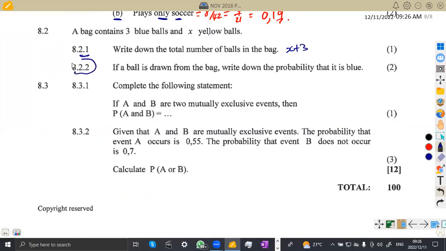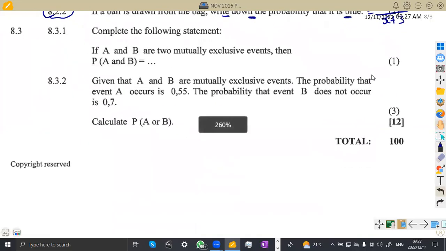All right. On 8.2, if a ball is drawn from the bag, write down the probability that it is blue. Okay, how many balls are blue, guys? Blue, there are 3 of them over the total. What is the total? The total is X plus 3. So they were just trying to play with us. They were playing with us here.